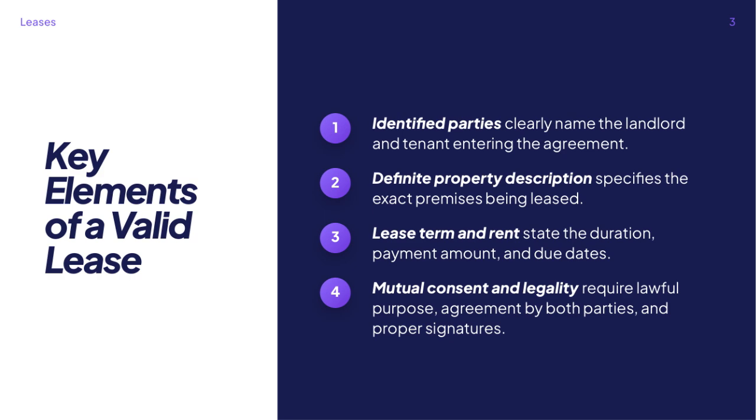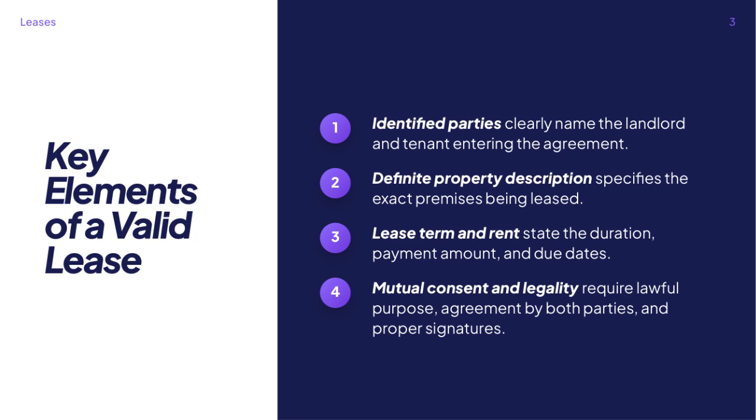Next, the lease needs a definite property description. This specifies the exact premises being leased, ensuring both parties know exactly what space or property is covered under the agreement. The third element is the lease term and rent. This part outlines the duration of the lease, the amount of rent to be paid, and the due dates for these payments. It helps set clear expectations on how long the tenant will occupy the property and how rent will be managed.